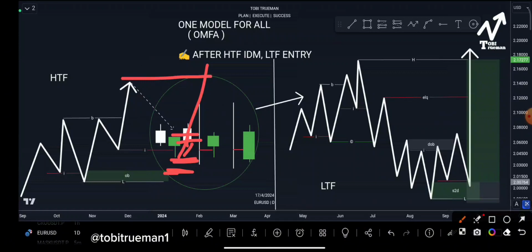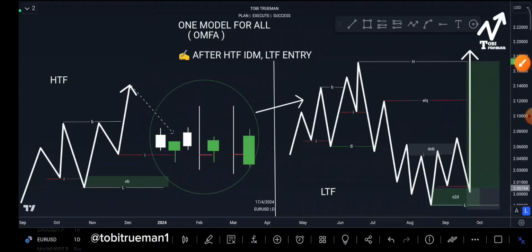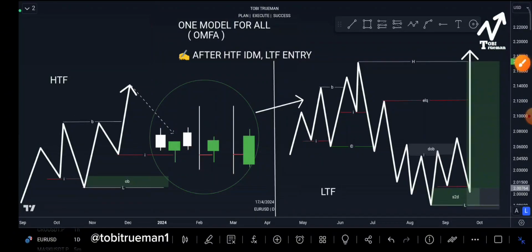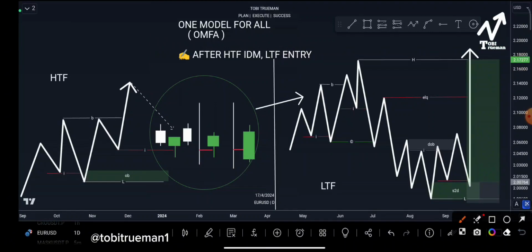Okay, but going to lower time frame entry, it will help us to add more confirmations, because we are not just trying to use this type of candlestick pattern to enter trade anymore. We want to make sure that even if we go on lower time frame, we can see our pattern, our type of one model for all. All right, so there are lots of candlestick formations that can happen there.